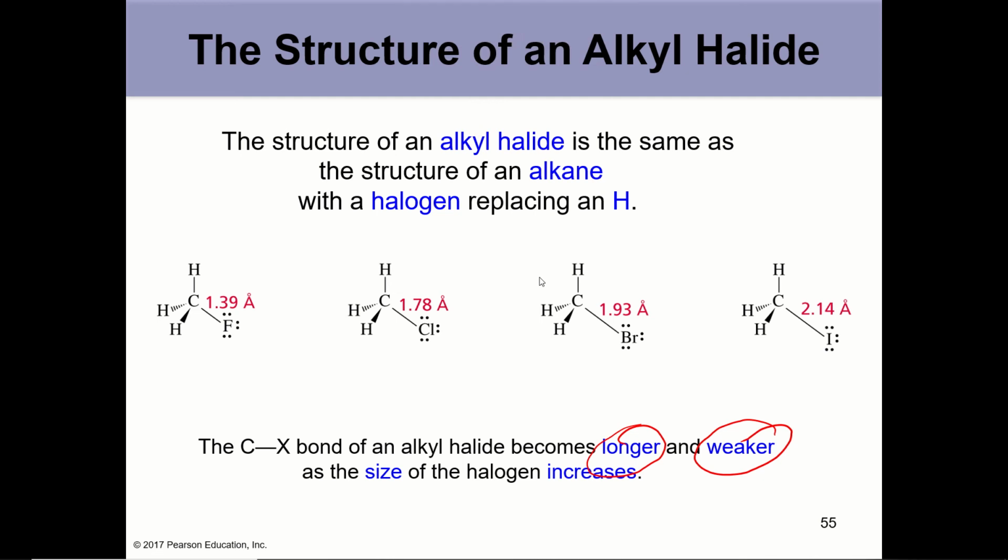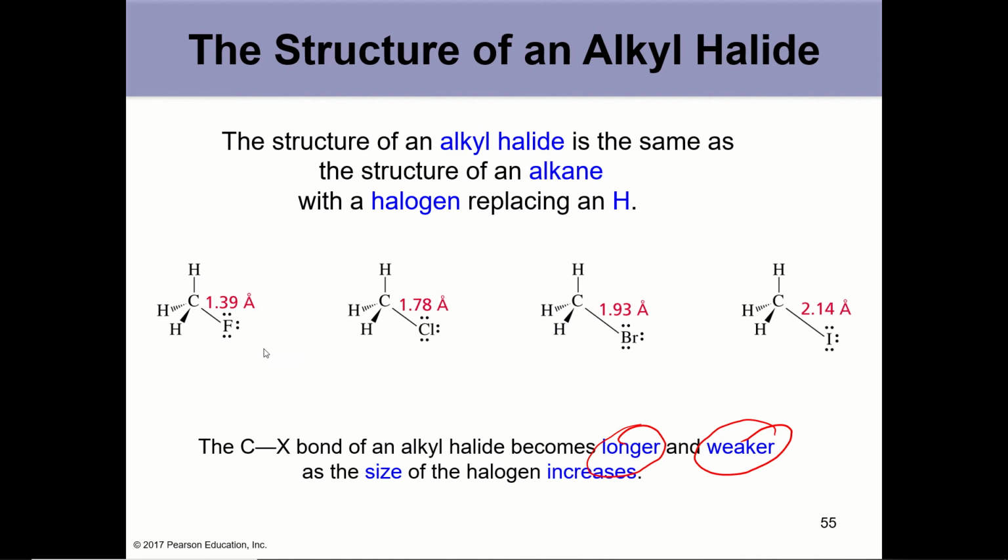So now we're going to talk about the structure of different molecules, and we've already talked about this a little bit in chapter 1. The structure of an alkyl halide is essentially the same as the structure of an alkane, with a halogen replacing a hydrogen atom. The halogen has the same basic geometry as the hydrogen atom, but it does have different hybridization. But because it only makes one bond, the geometry of the halogen atom itself is still linear.